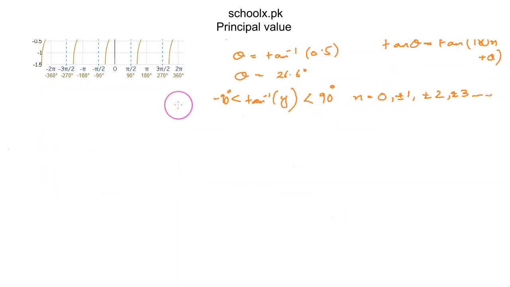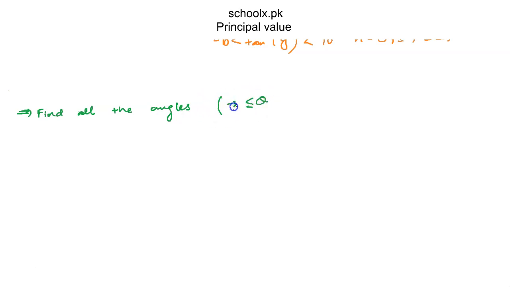Alright, now let's do some examples. Let's say they have asked us to find all the angles, and theta is from negative 360 degrees to positive 360 degrees, for which sine of theta is 0.867.